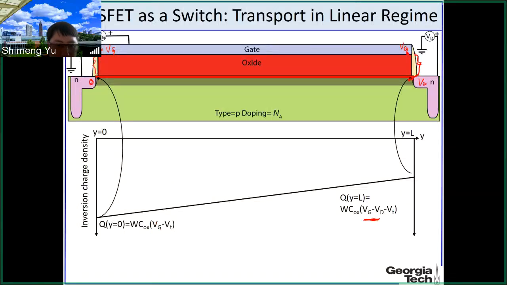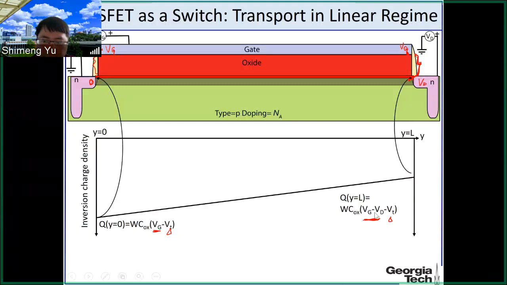And then this voltage needs to overcome the threshold voltage as before. So you still need to minus the Vt for both cases, for both source and drain. So then this is the effective voltage across the MOS structure from the gate to channel.